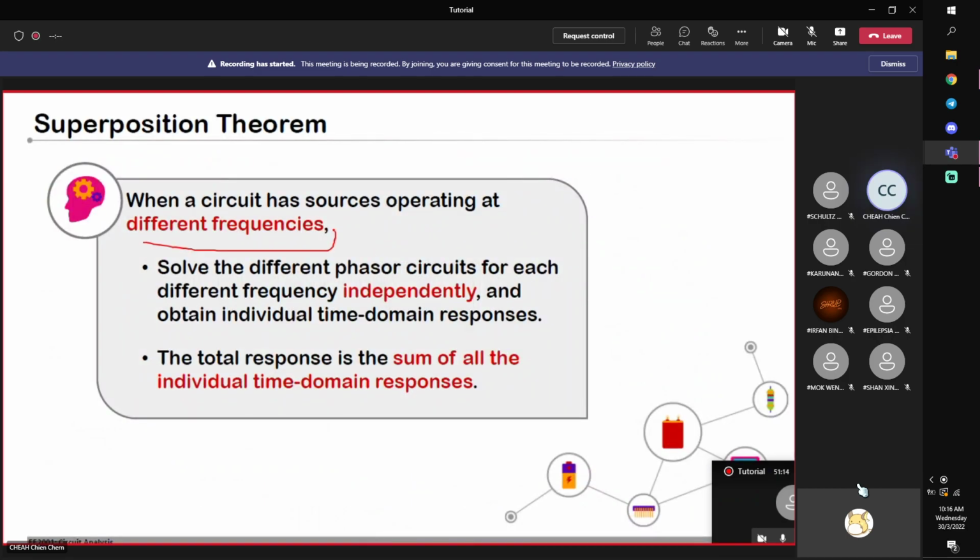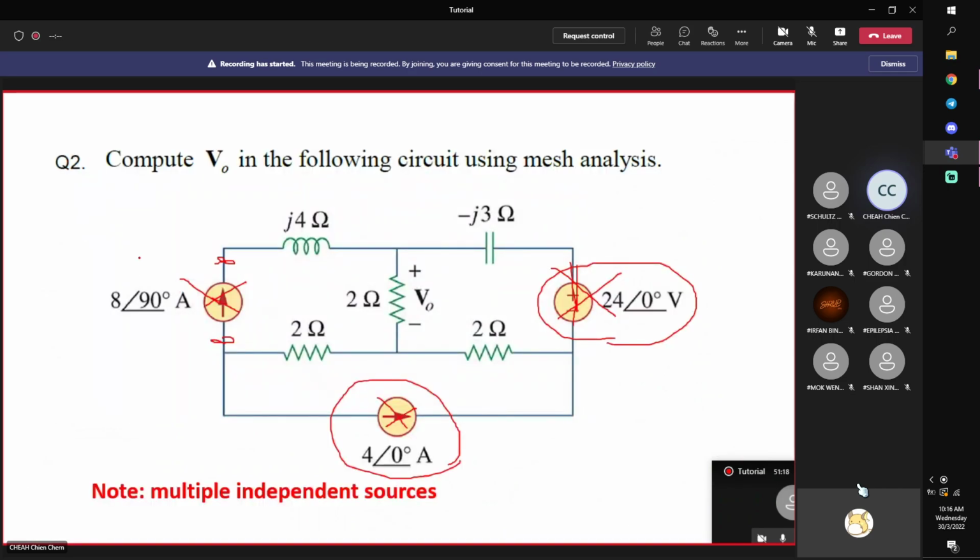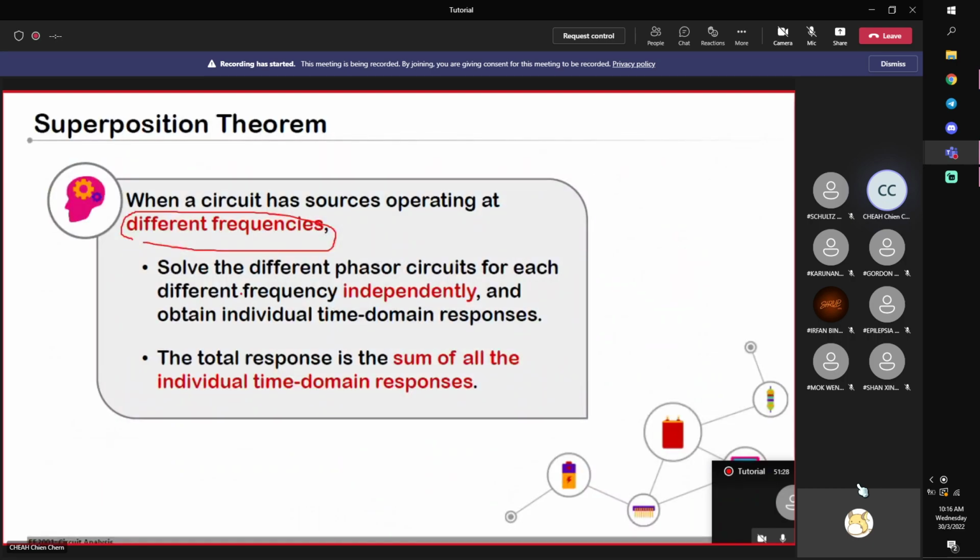When they have different frequencies, it doesn't mean you cannot solve. But in this course, we are focusing on the same frequency, the same omega. If you have omega 1, omega 2, omega 3, then it's different. Use the superposition theorem. That means you only look at one at a time and then add them up, superimpose them together finally.